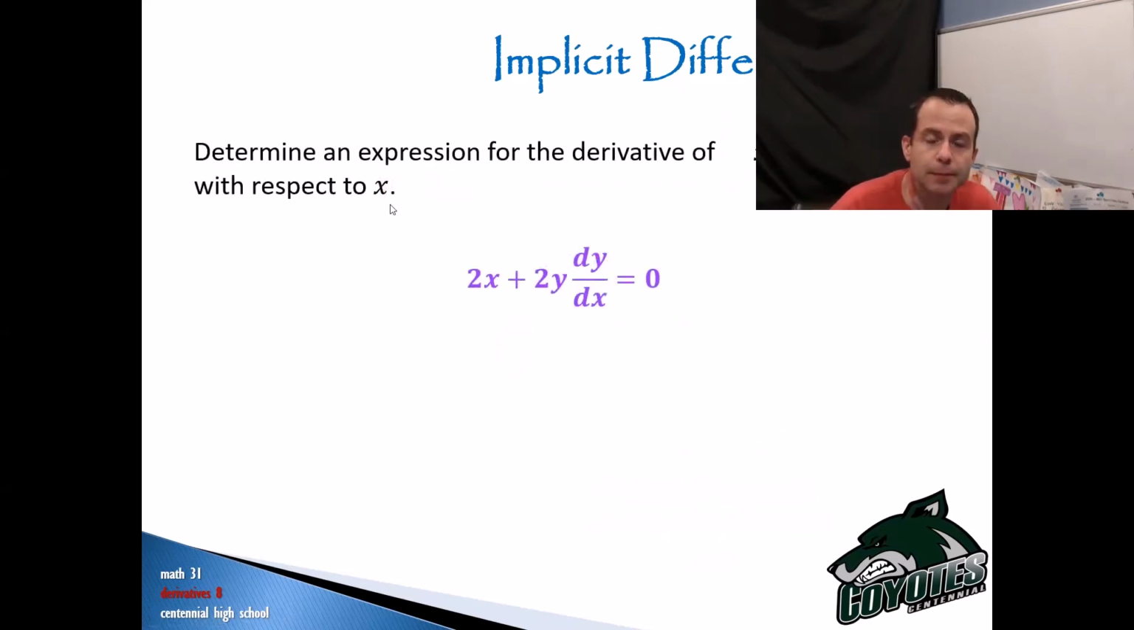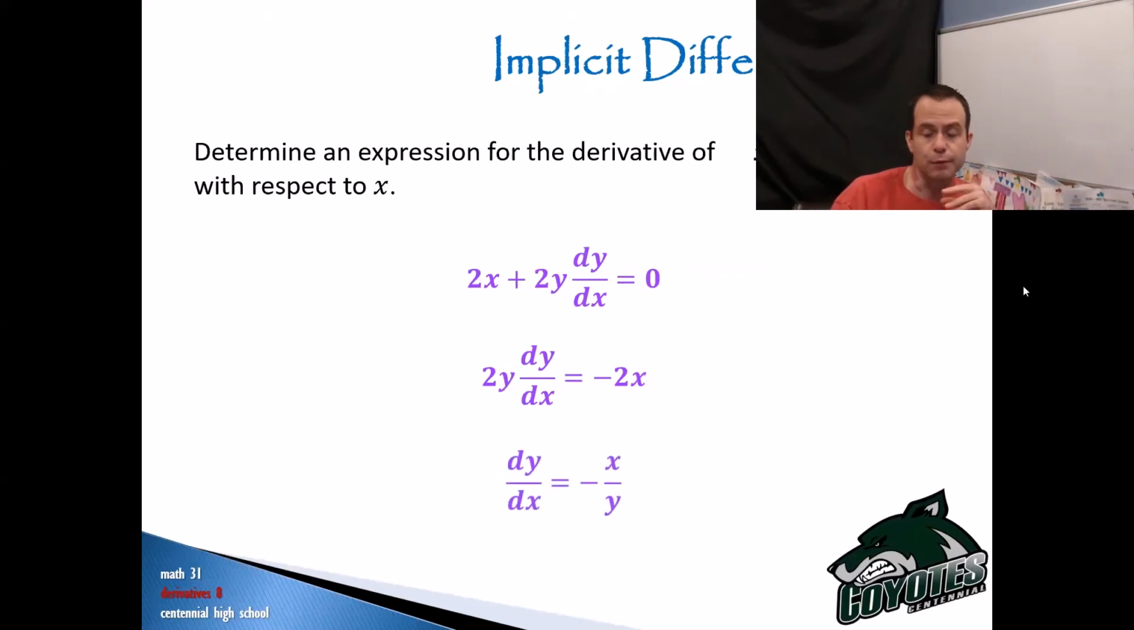We have 2x plus 2y derivative of y equals 0. So now the goal is just to algebraically manipulate this so that we get the derivative of y by itself. So I'm going to have to subtract 2x from both sides and then divide both sides by 2y. And so that will give me the derivative of y is going to be negative x over y. Okay, so this would be the implicit derivation for x squared plus y squared equals 25.